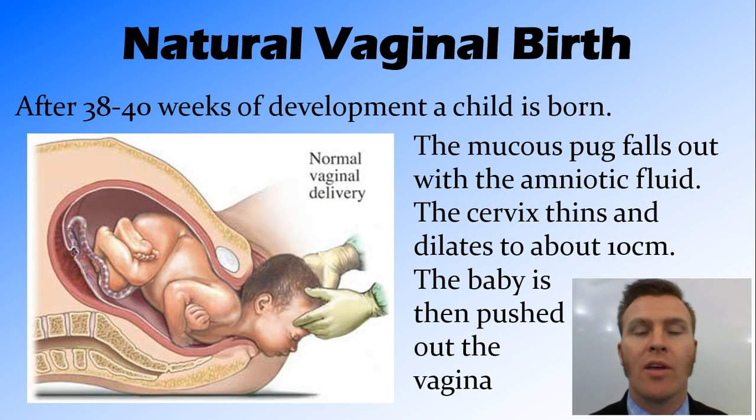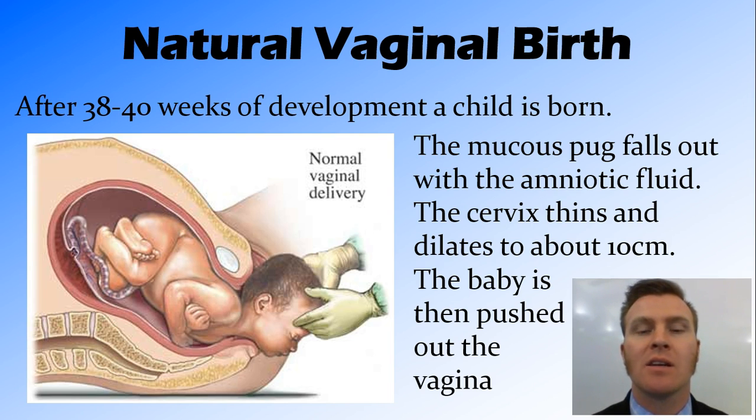Birth occurs at about 38 to 40 weeks of development, and the child is born. The process is that the mucus plug falls out and lets out the amniotic fluid, or the amniotic sac breaks, letting out the amniotic fluid, and this is referred to as the waters breaking. So if you've heard that before, that's what that's referring to.